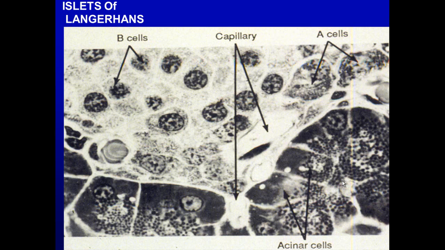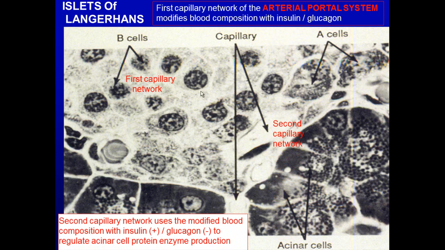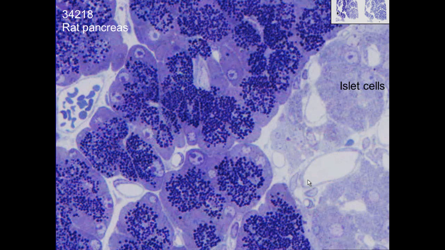Now, there's also an arterial portal system. The arterial portal system is here in the pancreas. So here you've got the pancreatic acinar cells, and capillaries in the islets of Langerhans. The first capillary network is in the islets of Langerhans, and it picks up glucagon and insulin in through there. The second capillary network, which benefits from that modified blood, is the acinar cells themselves. So glucagon inhibits, and insulin stimulates the pancreatic acinar cell secretion.